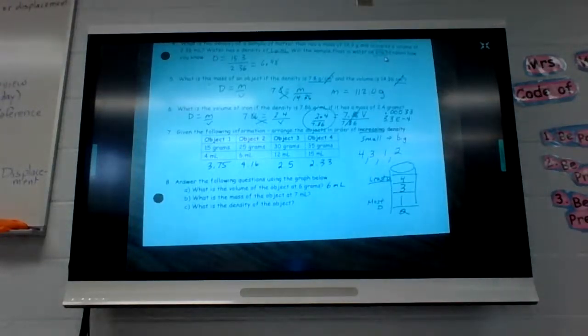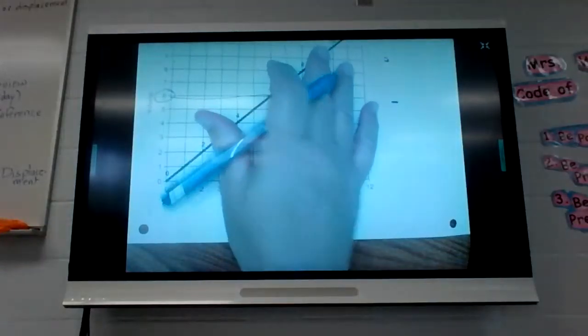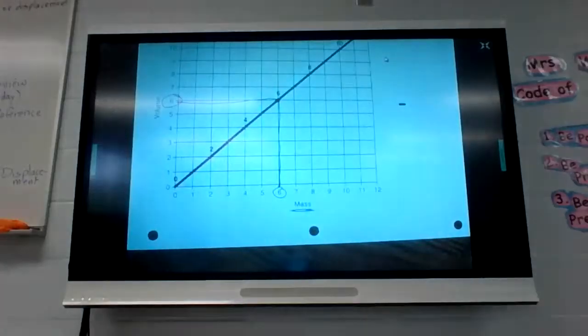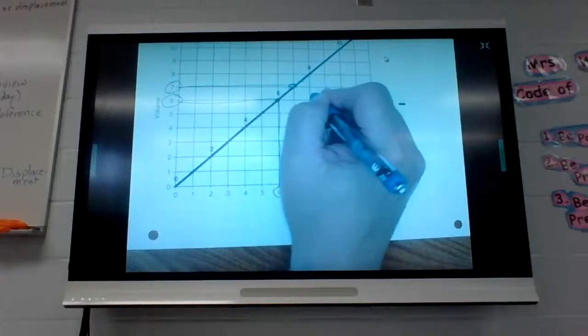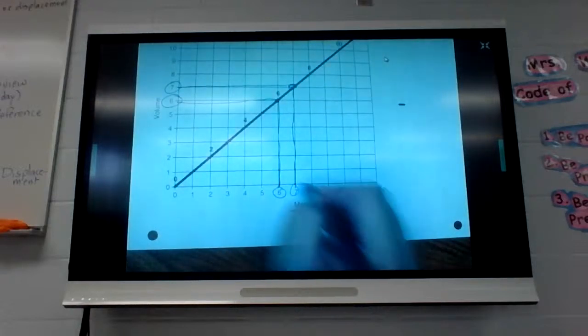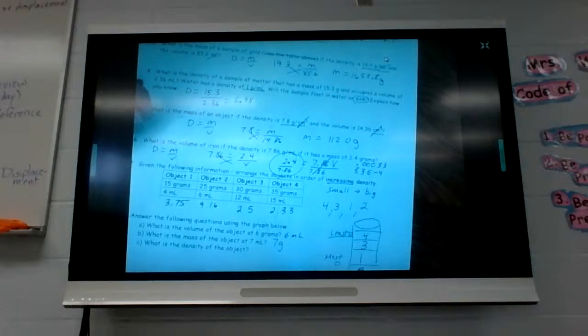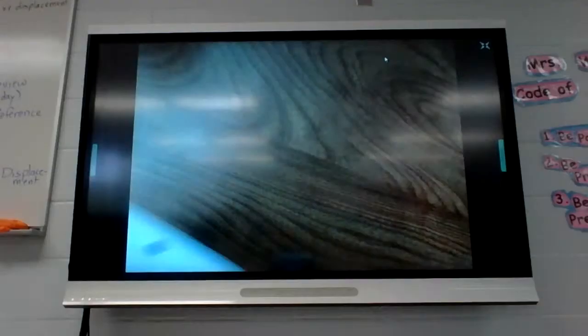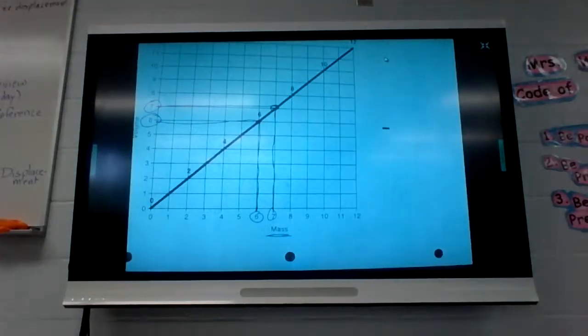All right, so what's the mass that goes with 7 milliliters? So again, volume this time. 7 milliliters. Read over to the graph and read down, and we have 7. So we have 7 grams. So what would the density of the object be? Because this is a straight line graph, you can pick any point on this graph. Okay, any point on the graph.